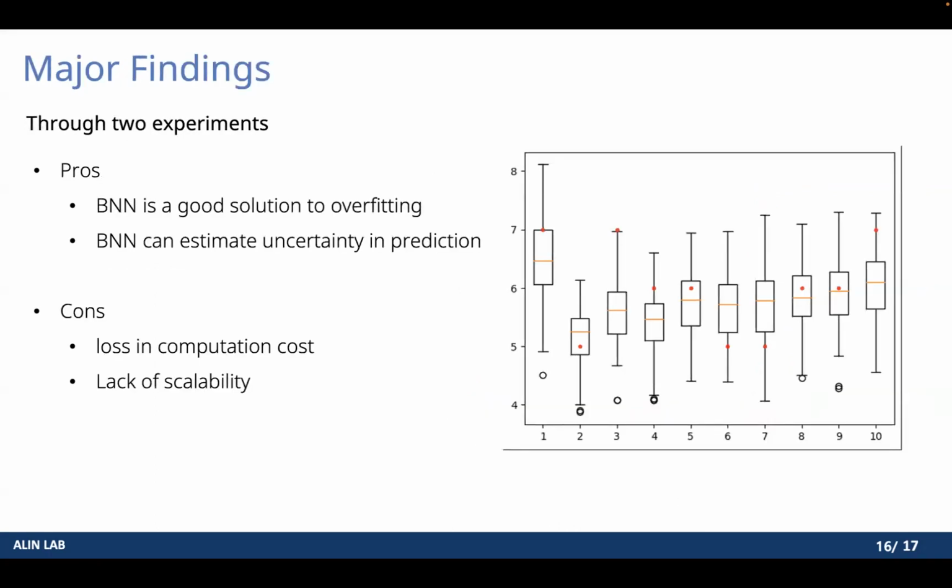Then let's see our major findings. The advantage of BNN is that it is robust against overfitting, as seen in the second experiment. In addition, unlike MLP and CNN, it has the advantage of being able to measure uncertainty in production. On the other hand, I would like to point out that there is a disadvantage in the computational cost for training BNN, and therefore it lacks scalability.